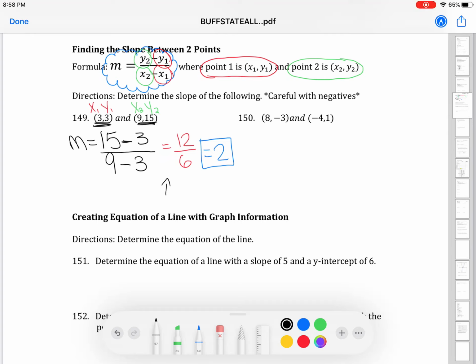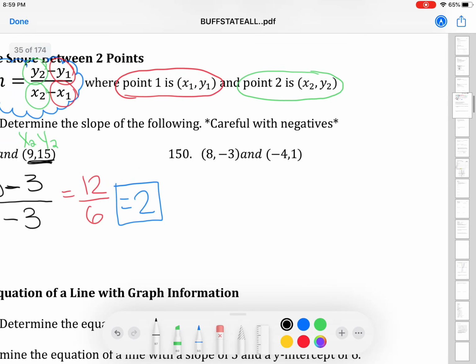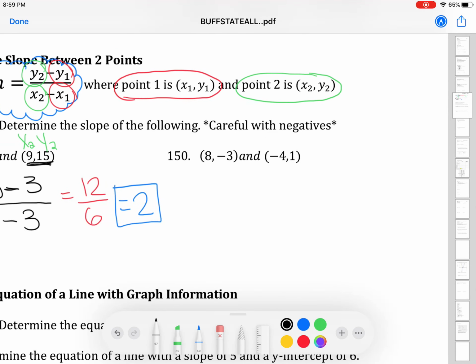So kind of what that means is if I plotted these 2 points on a grid, I could do up 2 over 1, up 2 over 1, up 2 over 1. And if I drew that on a grid, it would cross through 3, 3, and 9, 15. It's kind of cool. You don't even have to graph it. You can just use this formula and it's all done.